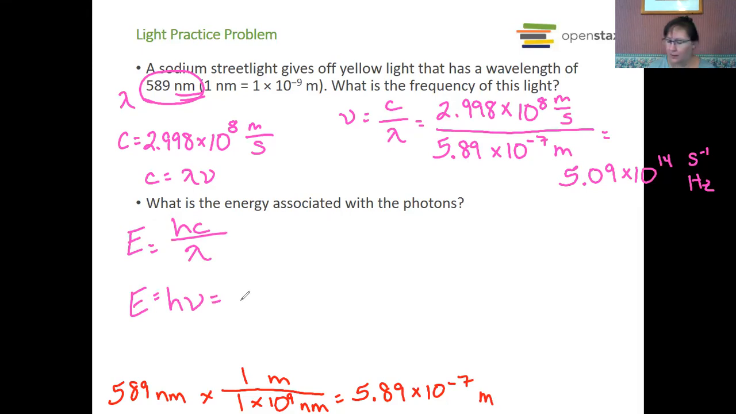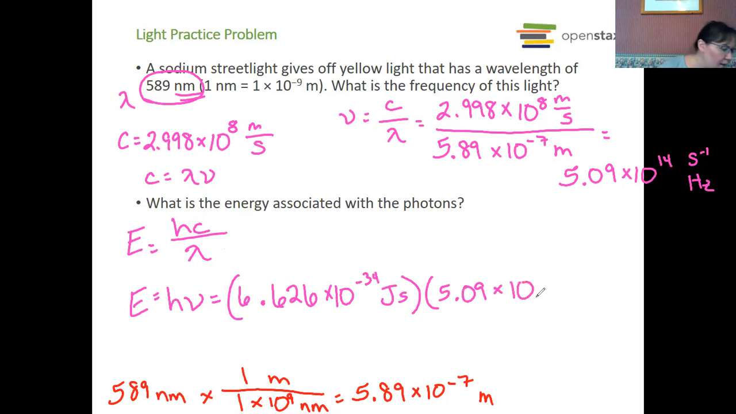Let me make sure I'm on the right page for my slides. There we go. So what we have here is 6.626 times 10 to the -34 joule seconds times 5.09 times 10 to the 14th inverse seconds. The reason I used it like this is that you can see the seconds and the inverse seconds cancel out and we're just left with joules.